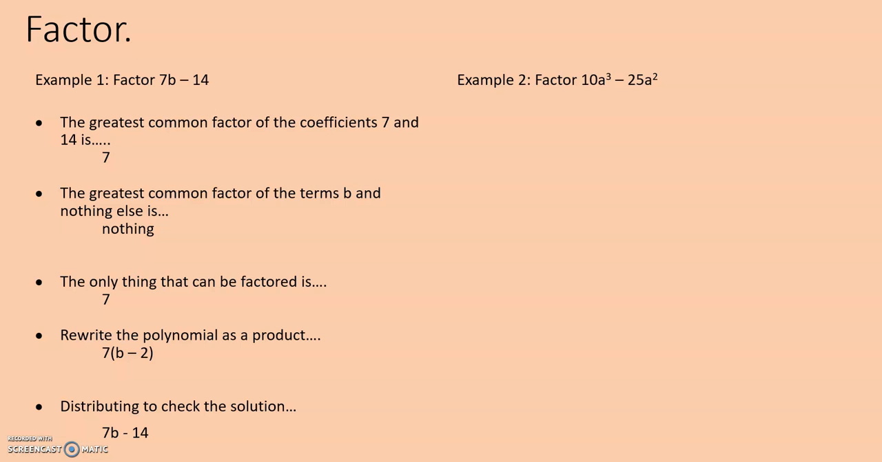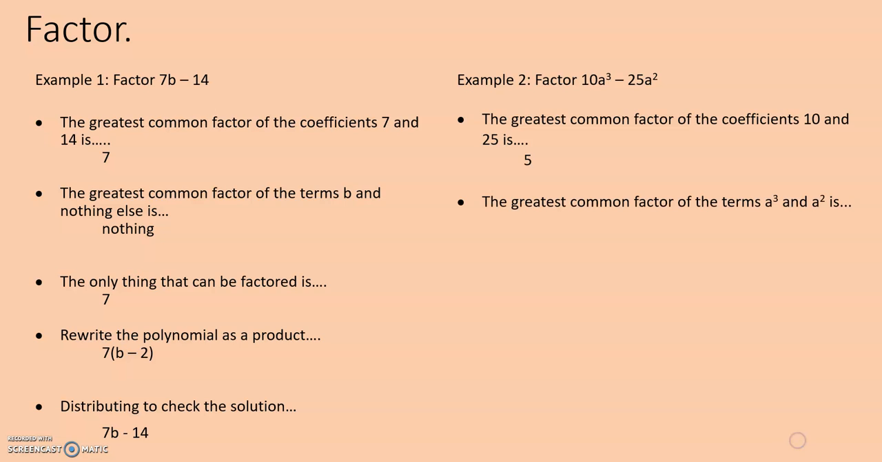Example 2, we're going to factor 10a cubed minus 25a squared. The greatest common factor of the coefficients 10 and 25 is 5. The greatest common factor of the terms a to the third and a squared is a squared. We're going to divide out a 5a squared from each term. So 5a squared is going to be our term in the front.